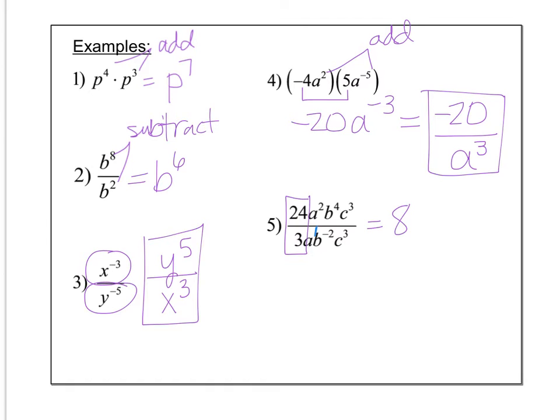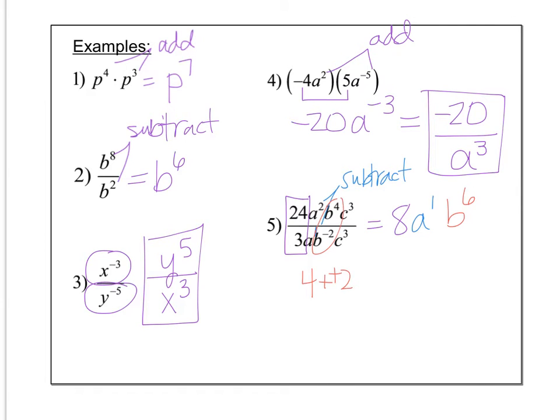We are subtracting when we divide. So we're subtracting here. So we have 2 minus 1, which is going to be a to the 1st power. Be careful with the b. That's really 4 minus negative 2, which changes to plus a positive. So b is going to be to the 6th power.